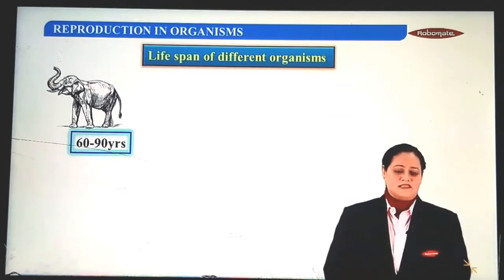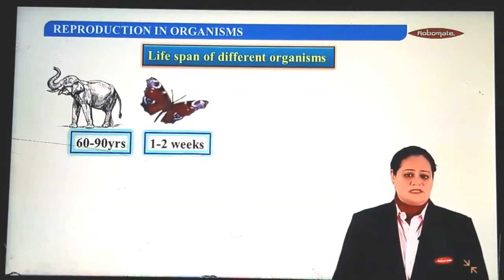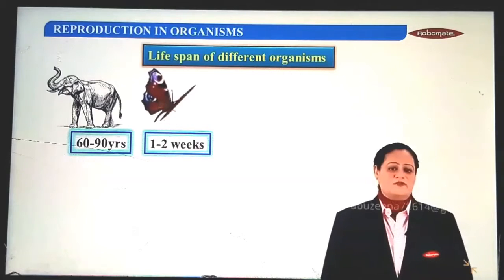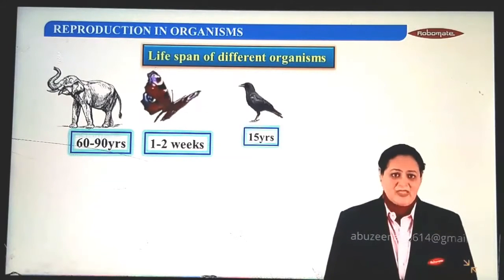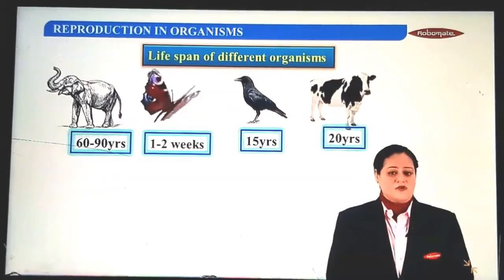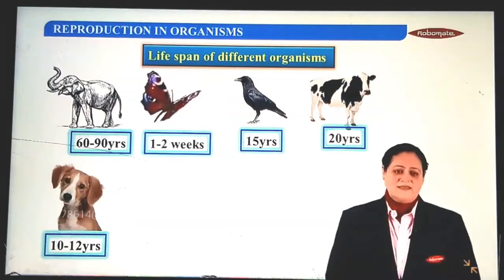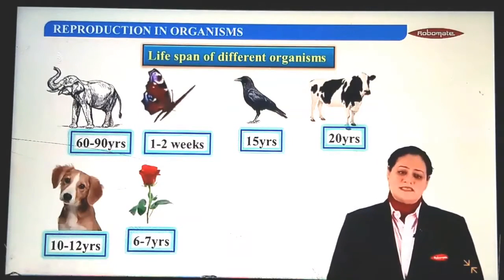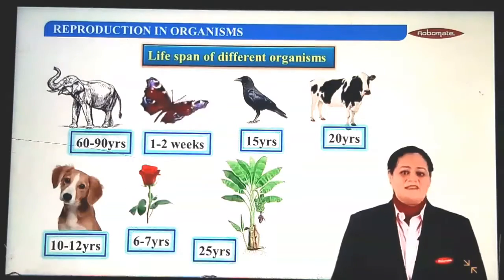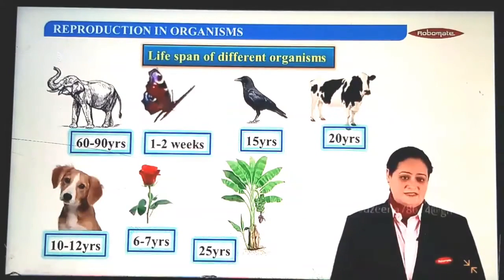The elephant has a lifespan of 60 to 90 years, whereas a butterfly has a lifespan of only 1 to 2 weeks. The crow lives for 15 years and the cow for 20 years. The lifespan of a dog is 10 to 12 years, that of a rose plant is 6 to 7 years, and the banana plant is 25 years.